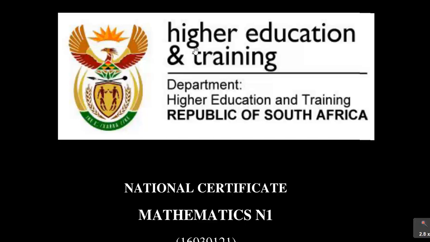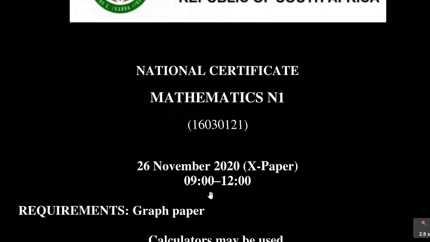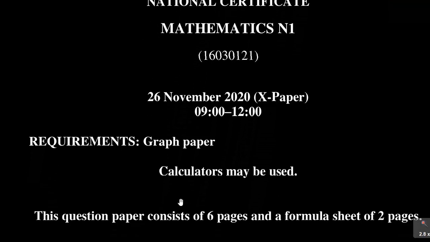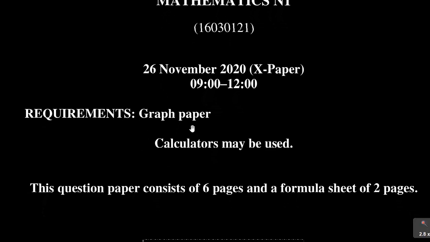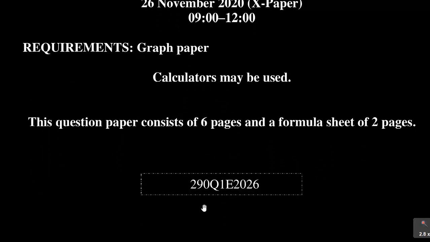And again, this is a Department of Higher Education and Training paper, and as you can see, it was written on the 26th of November 2020 in the morning. It is a 3-hour paper, and in this particular question paper, the requirements were the graph paper, and it says calculators may be used, so you definitely need a calculator. A scientific calculator is what you need. And it says this question paper consists of 6 pages and a formula sheet of 2 pages, and this was the unique code for this particular paper, and it changes in each and every exam sitting.